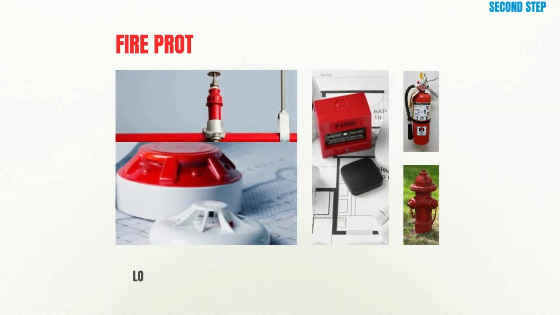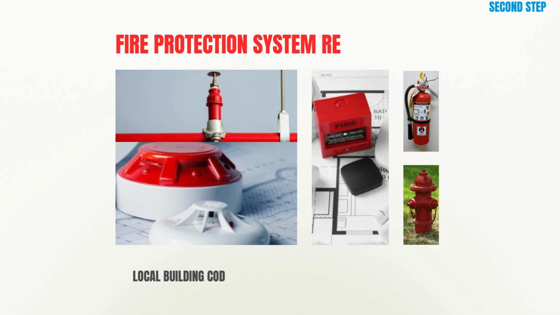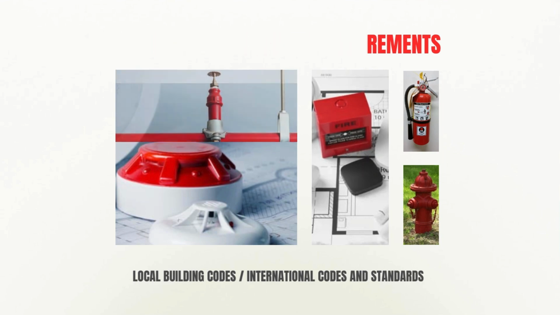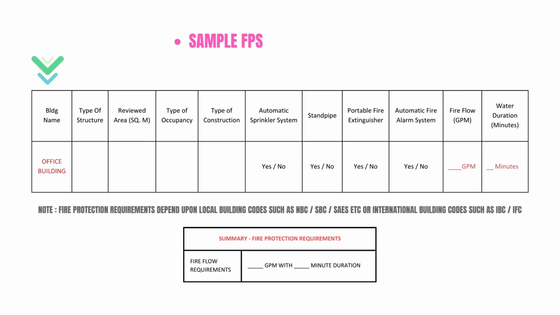Now moving ahead with the second step, it is to check the fire protection system requirements based on local building codes and international codes and standards. You can see a sample FPS requirement sheet on your screen. Based on that, we need to define the fire flow and duration along with the required fire protection system according to the codes and standards.